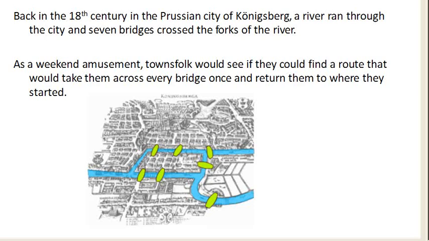So for another example of how graphs come into things, consider this. Back in the 18th century, there was a Prussian city called Konigsberg, where a river, you can see here, ran through the city. The river forks, and there were 7 bridges that crossed the various forks of the river. And as a weekend amusement, people would see if they could find a route that would take them across every bridge once, and then return them to where they started.